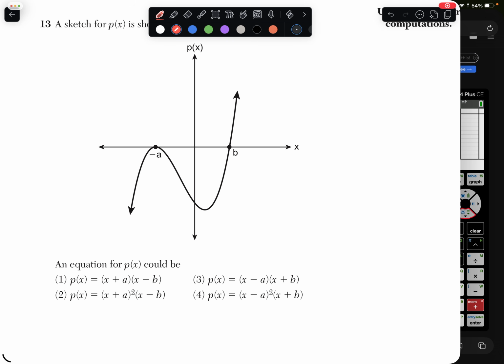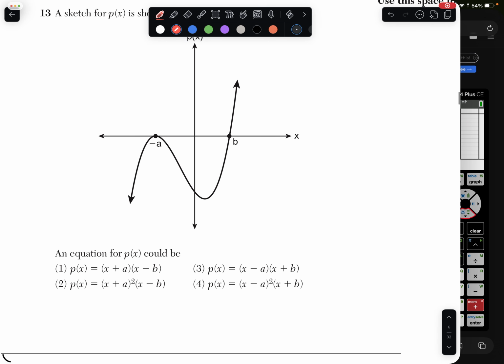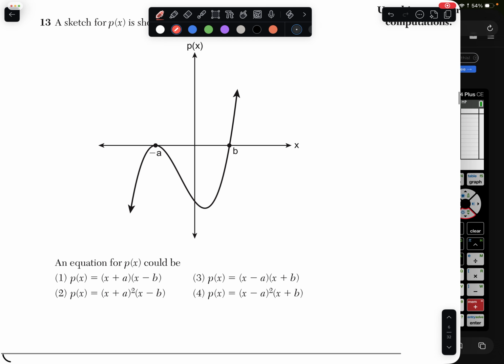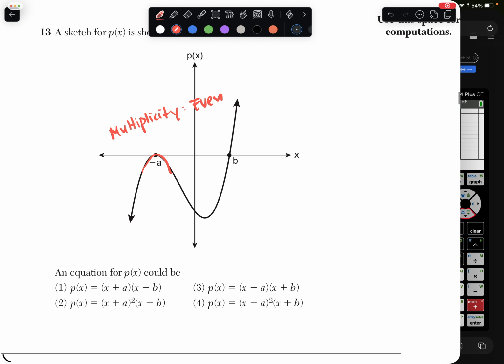Okay, all right. A sketch of p of x is shown below, where a is greater than 0 and b is greater than 0. An equation for p of x could be... All right, so here this is talking a little bit about multiplicity. For a or negative a, this is a polynomial, it says it's p of x, so you can assume that. We know that this bounces off, so that means the multiplicity here has to be even. That means x plus a has to be an even power. So we can eliminate choice 1 and 3.